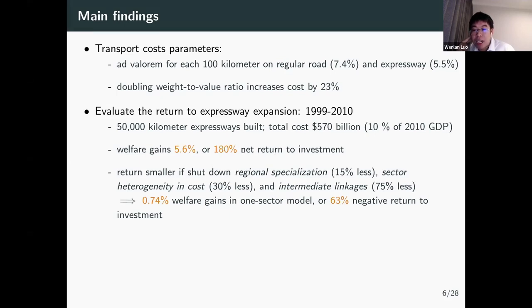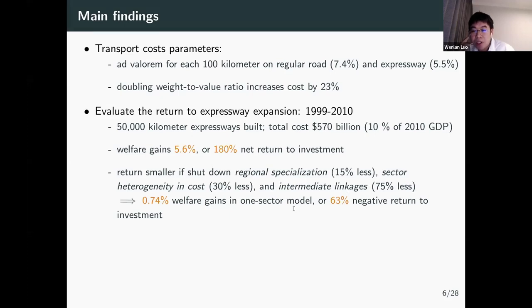Okay, so that's our benchmark result, and I think the broader picture of this project is to ask what is the information that we need for such an evaluation. We use basically the exporting behavior as one set of information, and then we ask what are the remaining sets of information that are relevant. For example, in our full model, we have several features: different regional specialization, sector heterogeneity in cost uncovered in data, and the intermediate linkages.